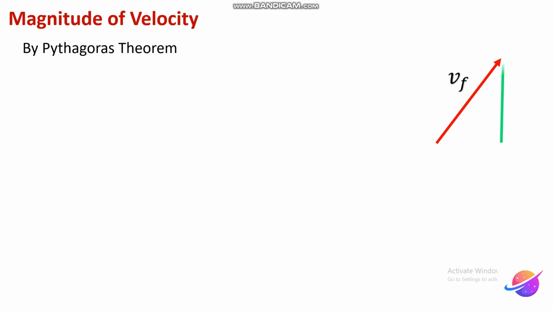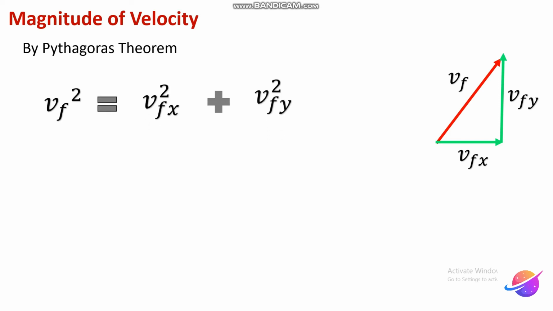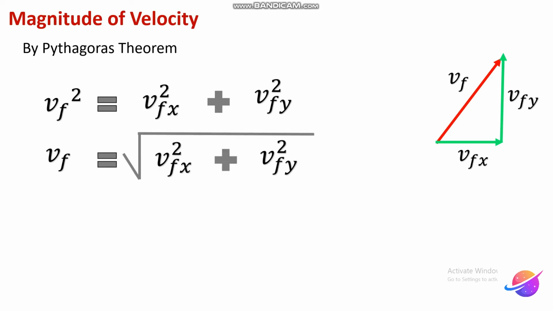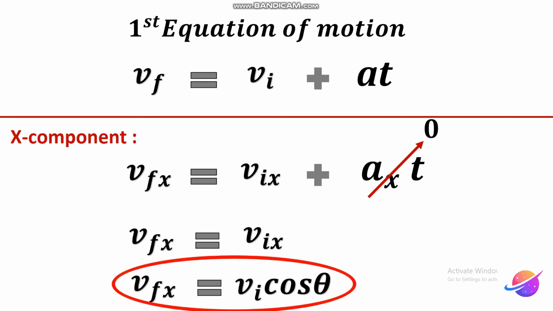Now we have to find the magnitude of the velocity. Look here, we have a perfect right angle triangle. So by using the Pythagoras theorem, we will use v squared is equal to Vfx squared plus Vfy squared. By taking the square root on both sides, we have v is equal to the square root of Vfx squared plus Vfy squared. Putting the values from equation 1 and equation 2, we have the square root of (Vi cos theta) whole squared plus (Vi sin theta minus gt) whole squared.